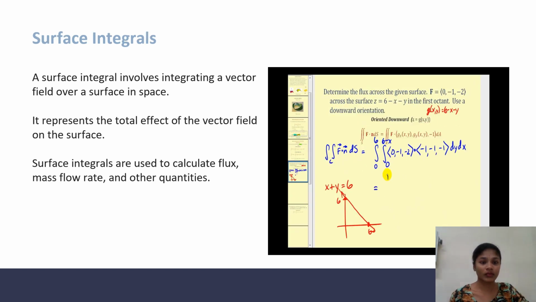Surface integrals. In vector calculus, the surface integral is a generalization of multiple integrals to integration over a surface. Sometimes surface integrals can be computed through a double integral. A surface integral involves integrating a vector field over a surface in space. It represents the total effect of the vector field on the surface. Surface integrals can be used to calculate the mass flow rate and other quantities.